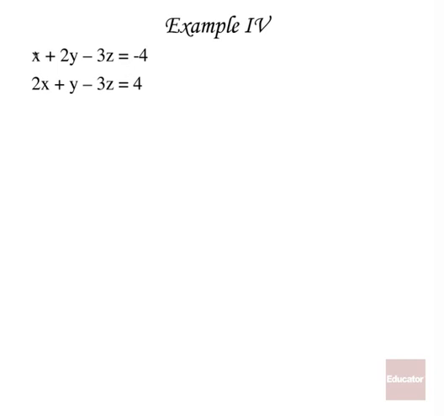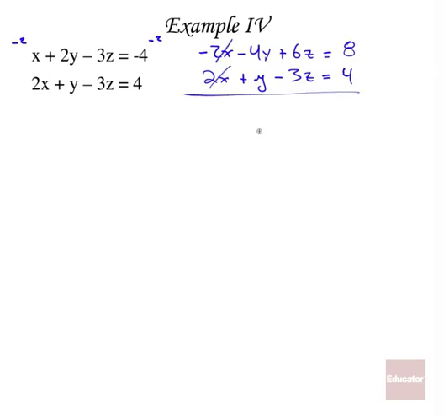Well, this has a coefficient of 1, and this is 2. So let's multiply this by a negative 2. Let's go ahead and use blue here. So we'll do minus 2 here, minus 2 there. So we have minus 2x minus 4y plus 6z equals positive 8. And then we leave this one alone because we want to eliminate the variable: 2x plus y minus 3z equals 4.